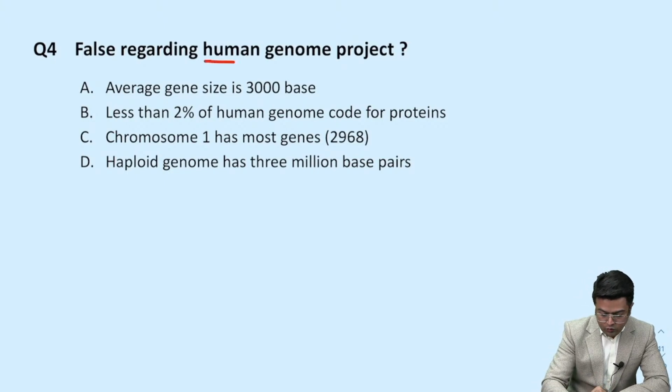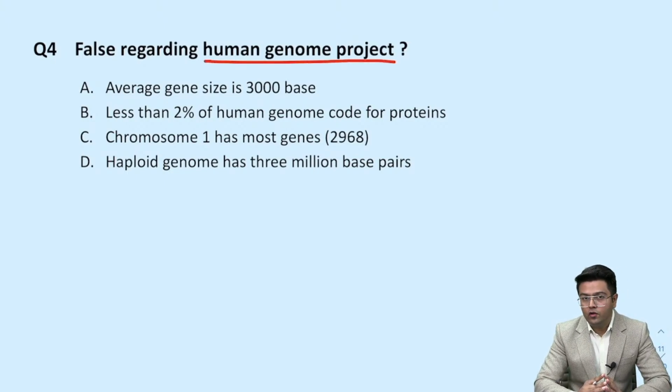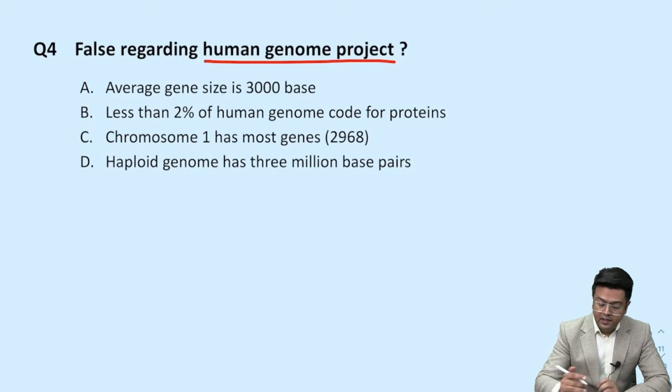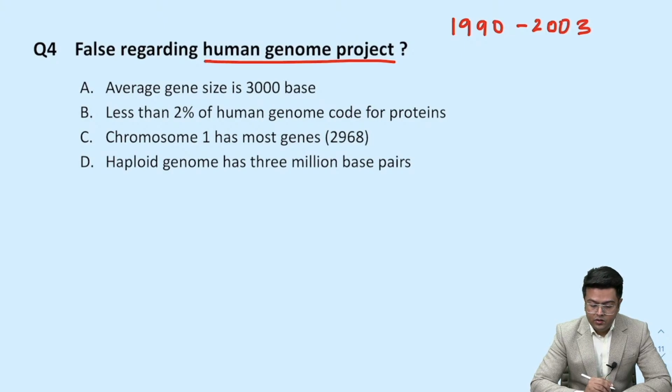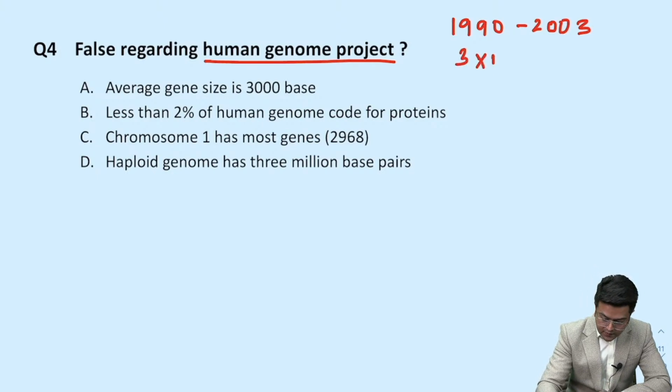So, the Human Genome Project. It was something that started in 1990, and it was set to be completed in 2003. So it didn't take 2 decades, like one of the options was in one of the exams. It took only 1 decade plus a few more years. Now in the Human Genome Project, it was found that the double-stranded DNA has 3 billion base pairs.